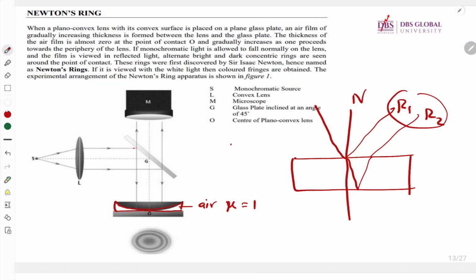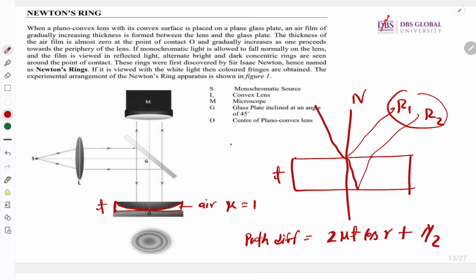Now one more thing you need to remember: the rays R1 and R2 have a path difference. We already know this. The path difference between the rays R1 and R2 is 2 mu t cos r, plus lambda by 2. Here t is the thickness of the slab, and mu is the refractive index. Why is there a lambda by 2?